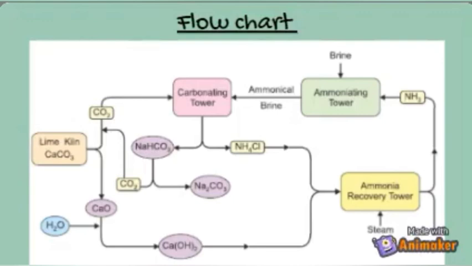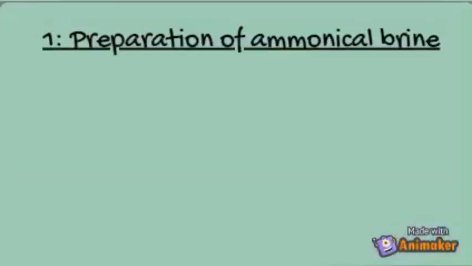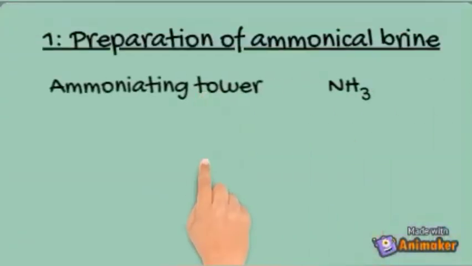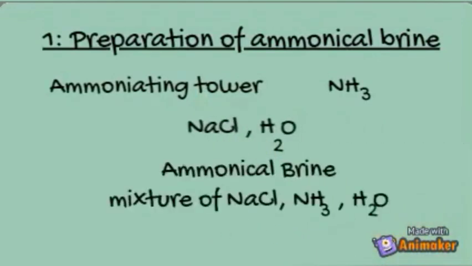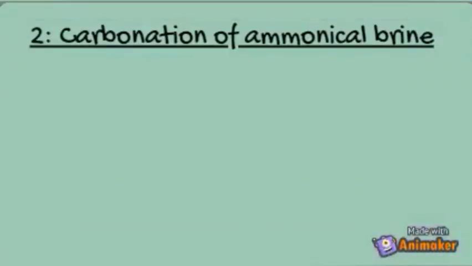There are 4 chambers in this industry. First is ammoniating tower. Second is carbonating tower. Third is lime kiln. Fourth is ammonia recovery tower. We will provide ammonia gas, sodium chloride, and water to ammoniating tower. The mixture of these substances is called ammoniacal brine. After the preparation of ammoniacal brine, the ammoniacal brine is passed into carbonating tower.